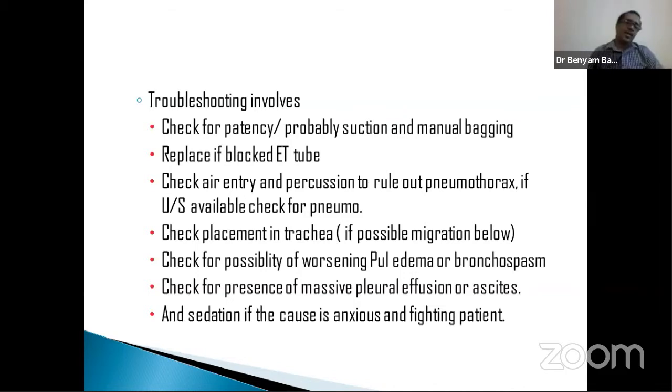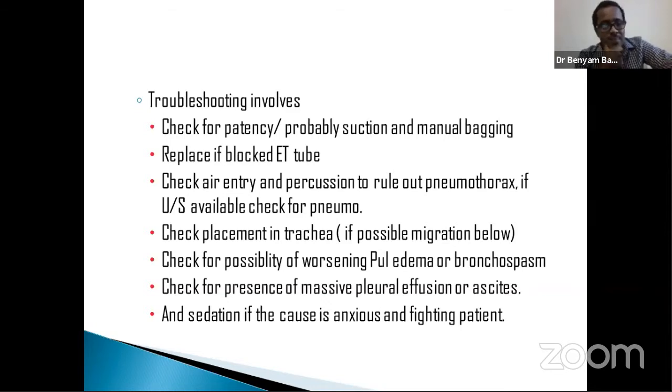The other thing is we need to check air entry and percussion notes on the chest. Is this a case of pneumothorax? If bedside ultrasound is available, do a chest ultrasound to check for pneumothorax, looking for the barcode sign. If there is a pneumothorax, then a needle should be inserted to decompress the pressure so that the pneumothorax is treated. Otherwise, the pressure alarm will go off frequently.